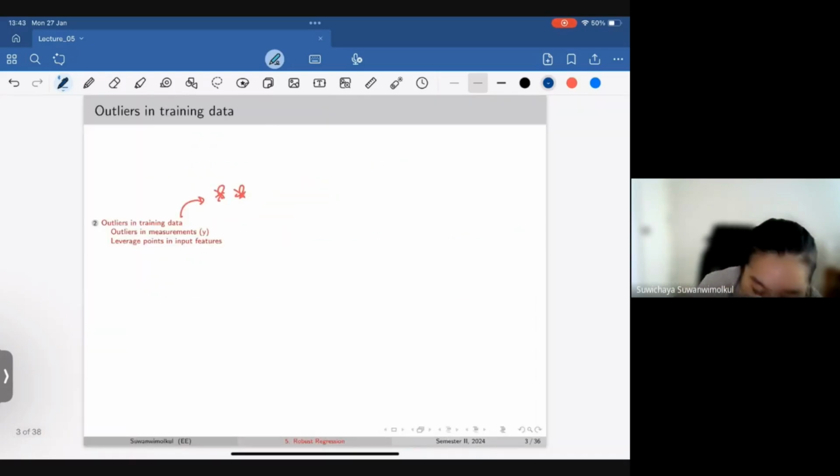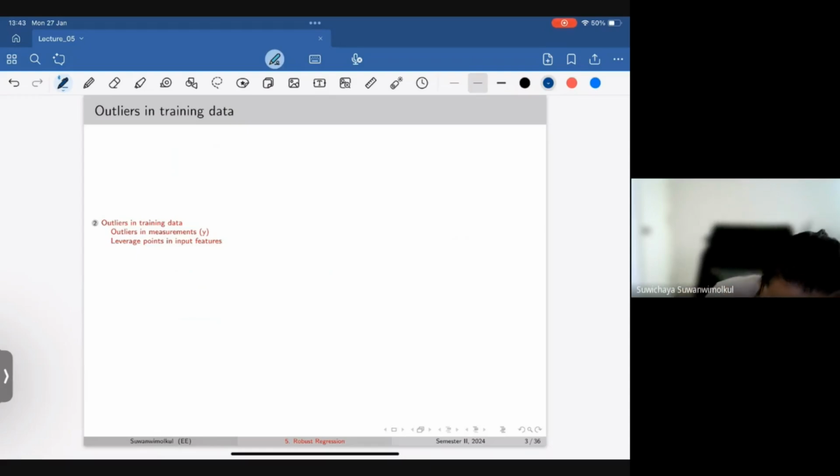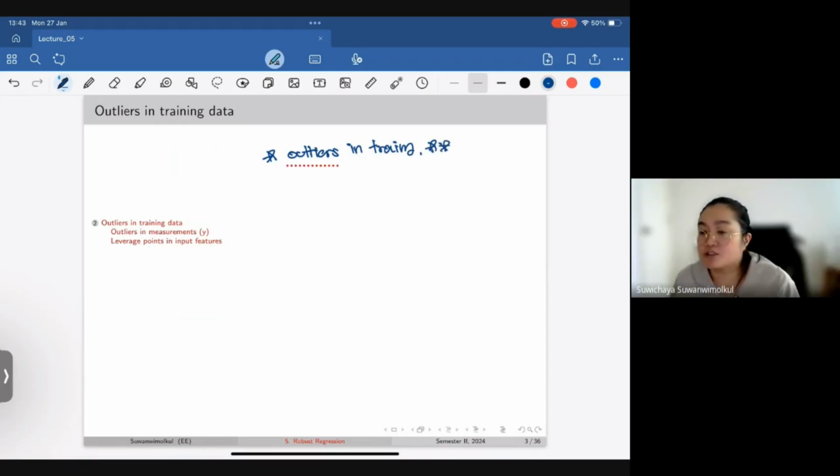So the type of outliers that we are considering in this lecture, and perhaps also in your lab sessions, are the outliers in your training data. Because the training data are the data set that you would use in training your model. Therefore, the model performance will heavily depend on these data.